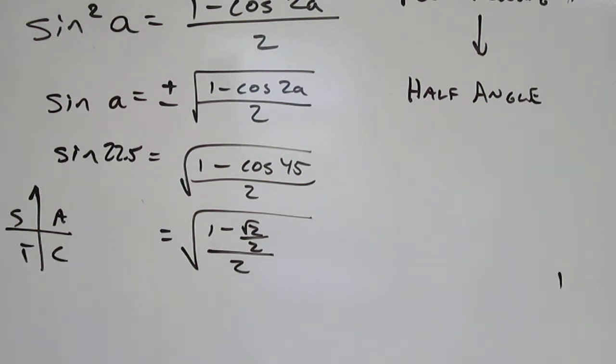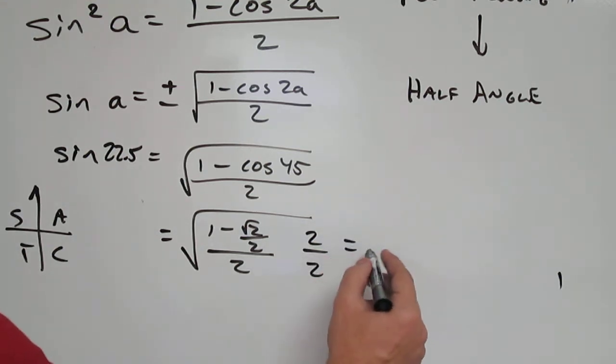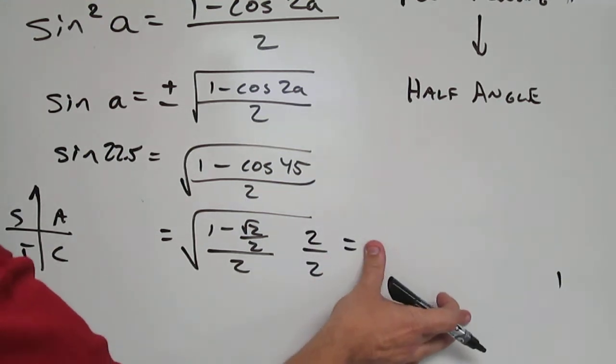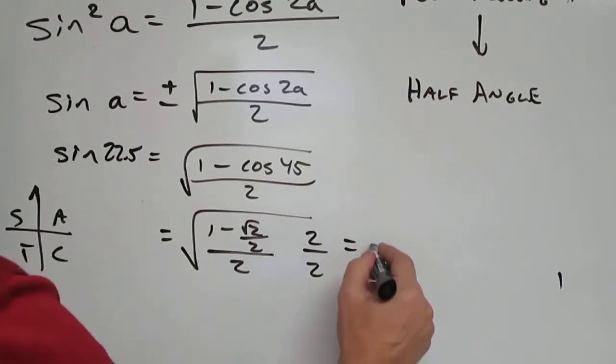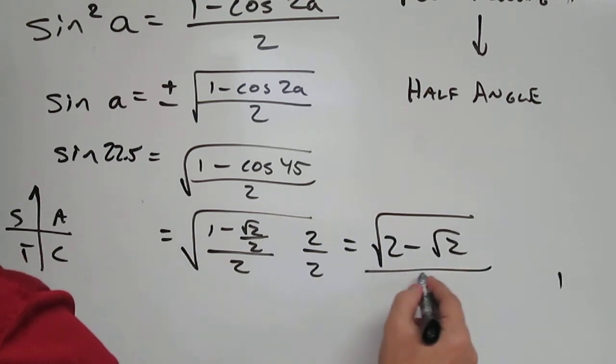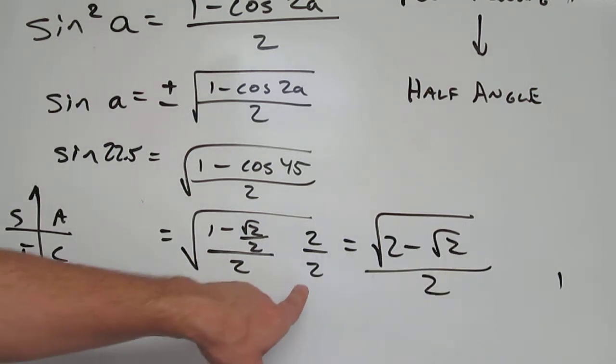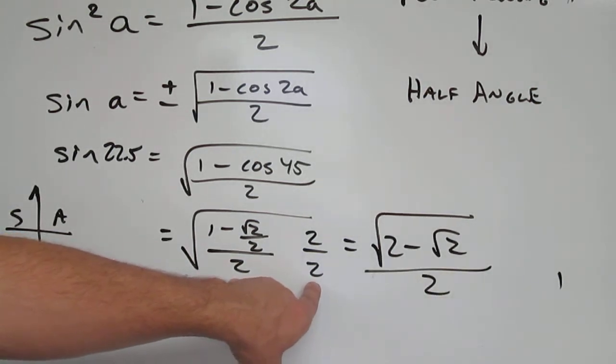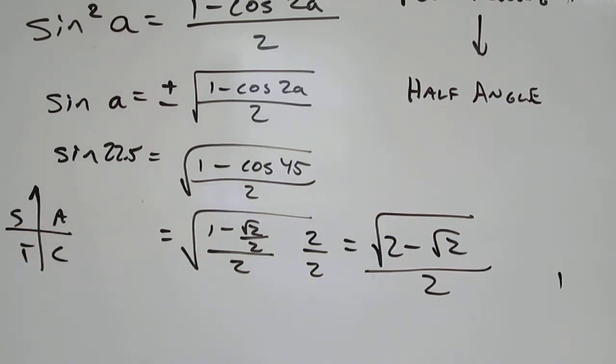Okay. If I multiply, I guess I'm just going to do it like this. Multiply the top and the bottom by 2. That would give me square root of 2 minus the square root of 2 all over 2. Because the denominator would be 2 times 2 or 4. The square root of 4 comes out as 2. You cannot get this value by doing a sum difference identity. So understanding the half angle identities is a good thing to know.